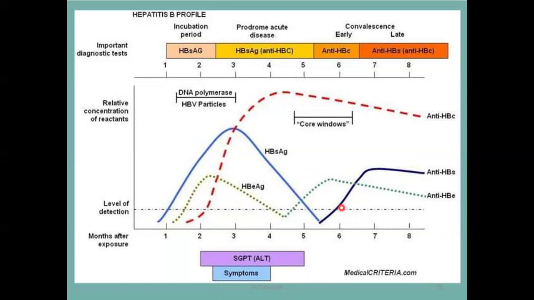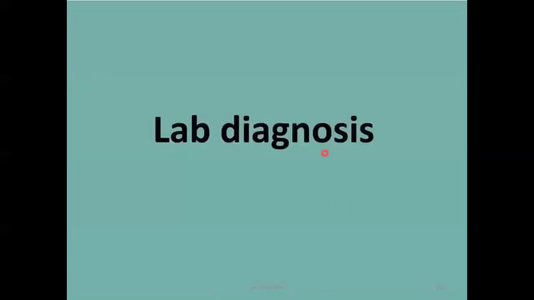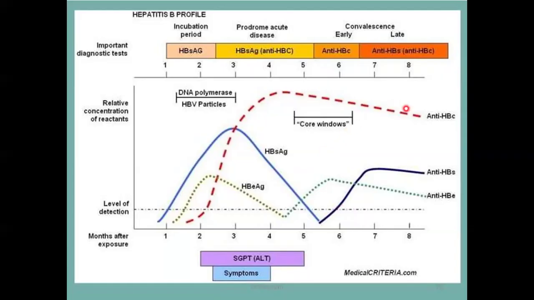So there is a special test we do. We call it anti-HBC, antibodies against HBC. This is very, very useful in this stage. Why? Because remember, in antibodies we have IgG and IgM. The one that shows acute infection is IgM. The one that shows chronic infection is IgG. So that is something I want you to remember.